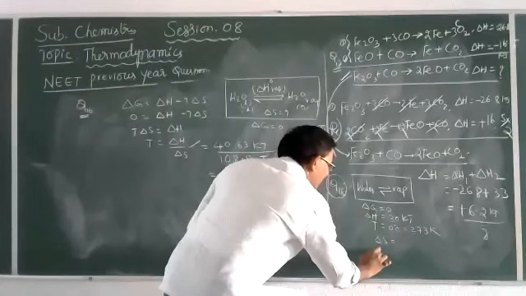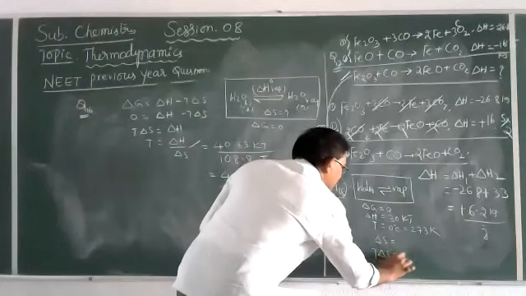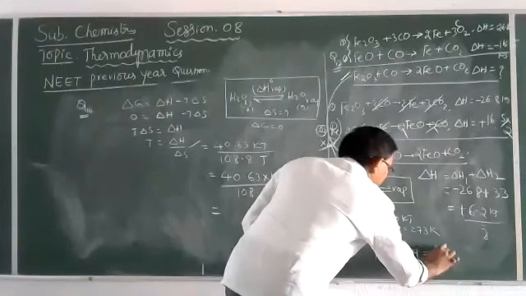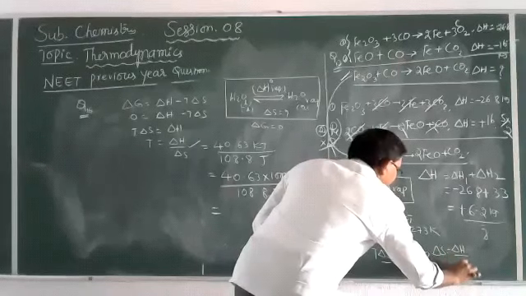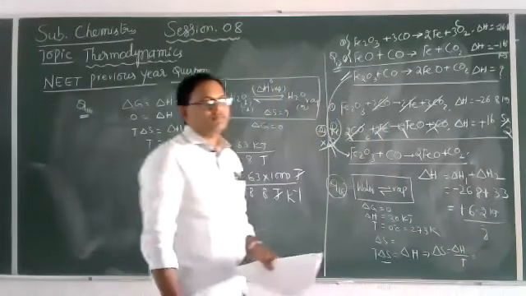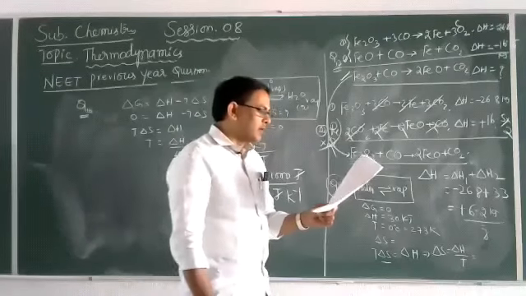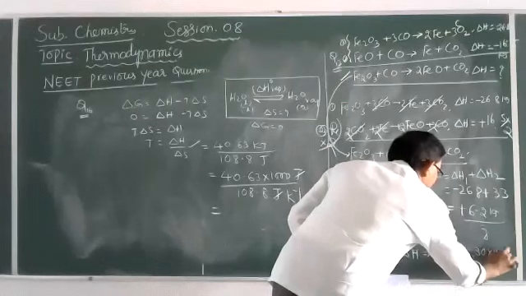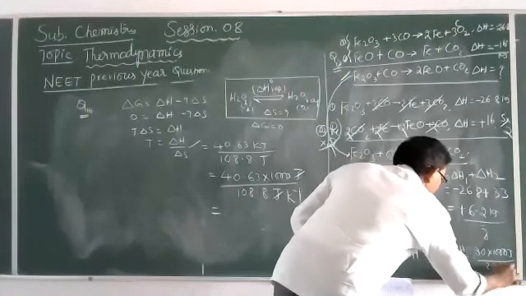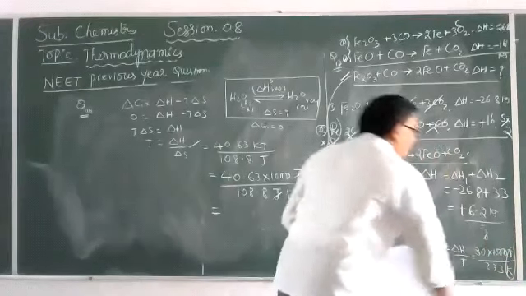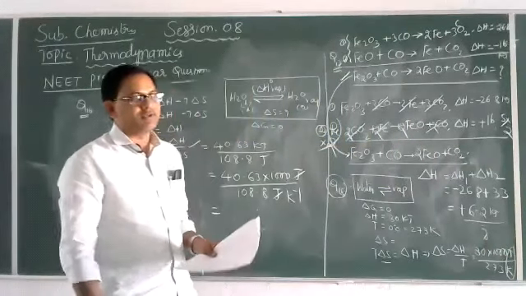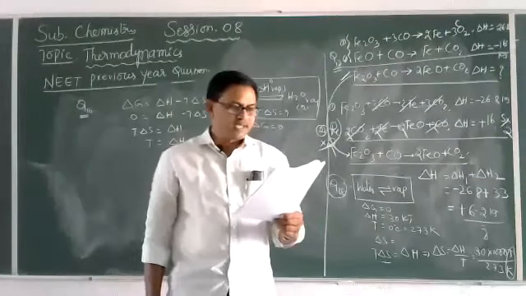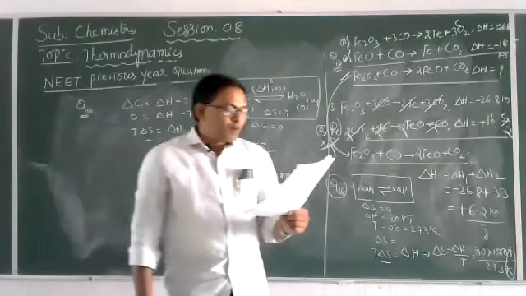Same formula: T delta S is equal to delta H. We want delta S, so delta S is equal to delta H by T. That is 30 kilojoules, which means instead of kilojoules we can write 30 into 1000 joules divided by 273 Kelvin. So we get the change in entropy units, that is joules per Kelvin. So the answer is option D. Next. Question number 19.